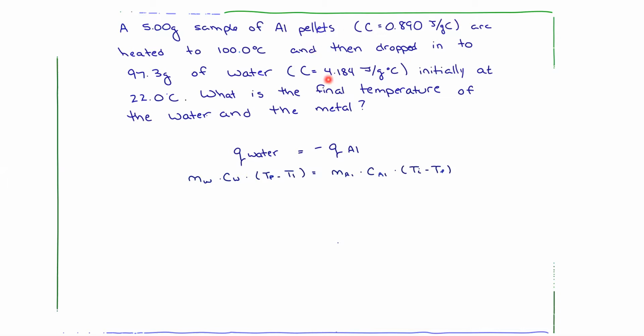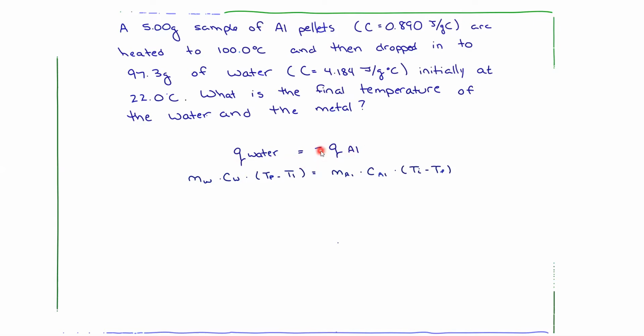And then for water, we use this one so much, people end up committing this to memory, 4.184 joules per gram degree Celsius. So at any rate, we set this up. The heat that is gained by the water is equal to the heat that is lost by the aluminum. So we have these two Q's.